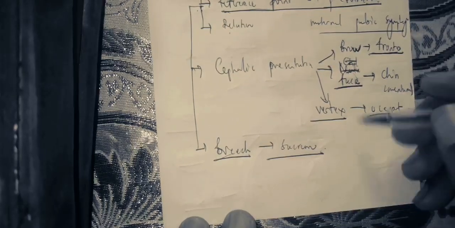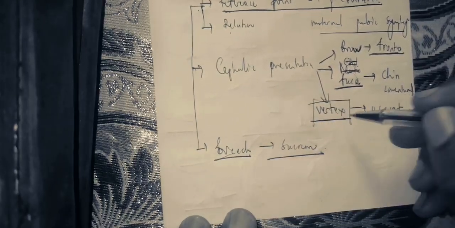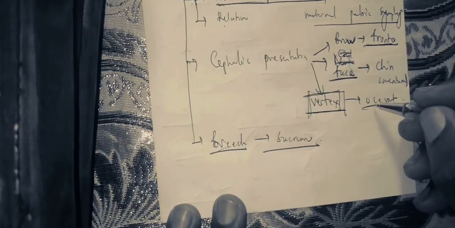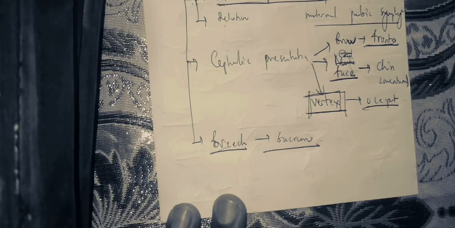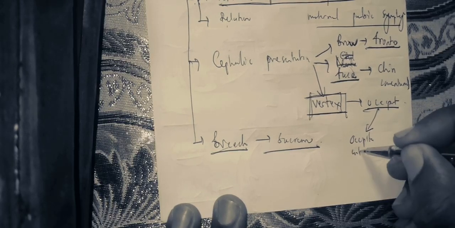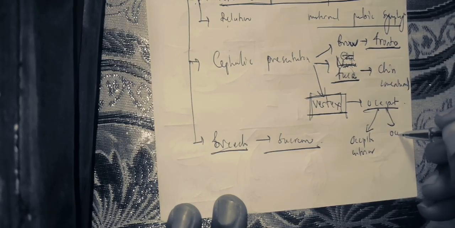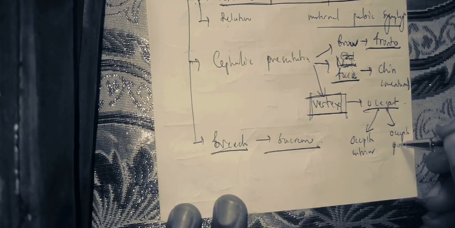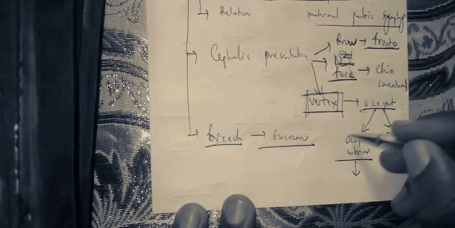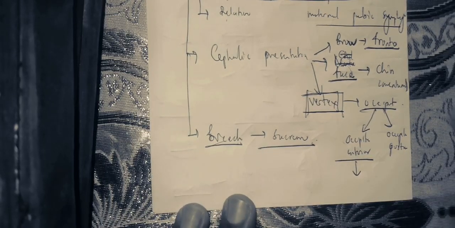So let us take an example, first with the normal, which is the vertex presentation. When you have a vertex presentation, the vertex can be occipito-anterior or occipito-posterior. Is it clear? Now, occipito-anterior is when the occiput is closest to the maternal pubic symphysis.